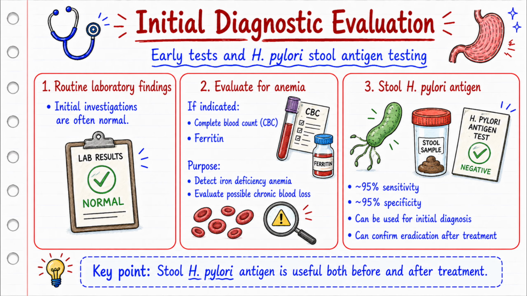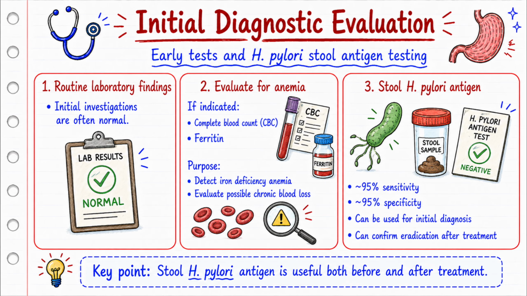Routine laboratory tests in uncomplicated gastritis may be normal. However, when bleeding or chronic blood loss is suspected, a complete blood count can help identify anemia, while ferritin can assess iron stores and detect iron deficiency. One of the most important investigations is testing for H. pylori. The stool antigen test detects active infection and has good diagnostic accuracy. It can be used both during the initial evaluation and later to confirm that eradication therapy has been successful.